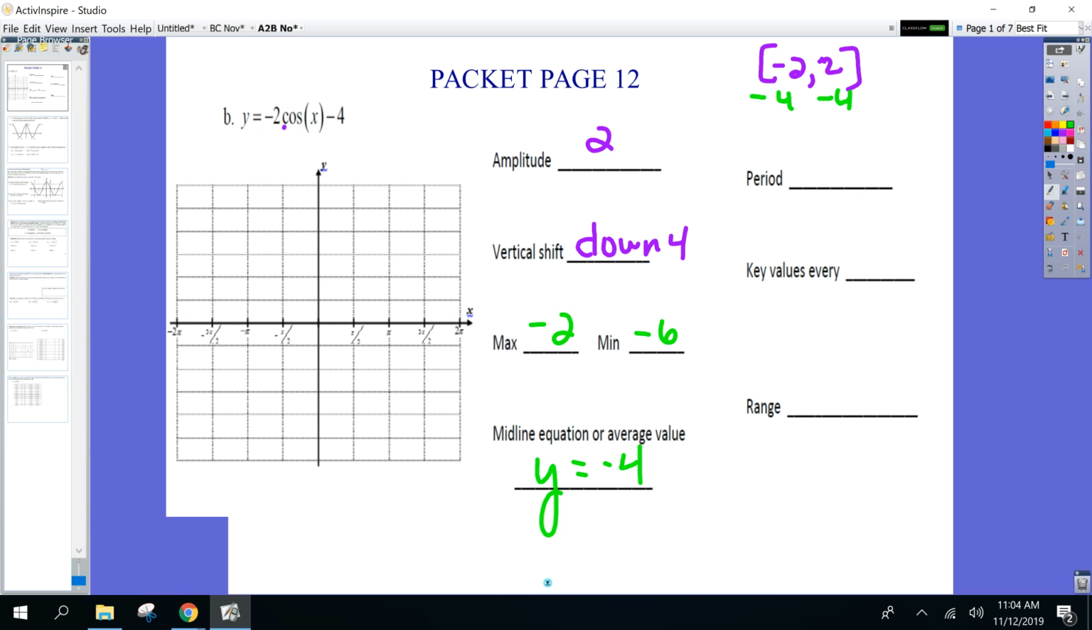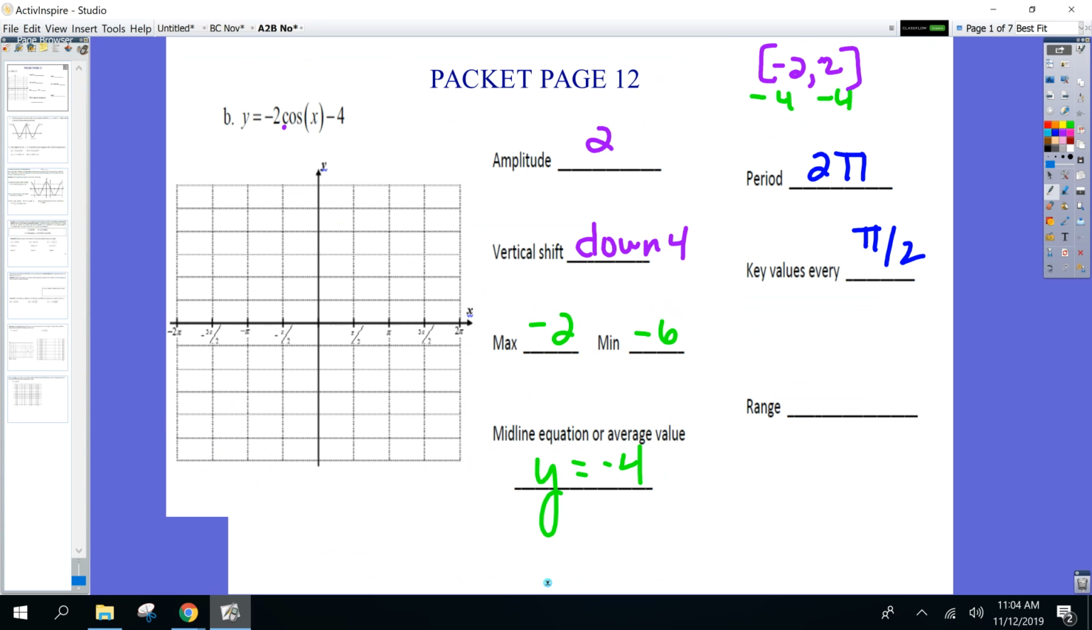I'll fill out the rest here. Period, 2 pi. That's how long it's going to take. That's changing today. And then where do I put a 0, a max, a min, a key value? I put it every pi over 2. That will also change today. And then the range. Range is already up here.